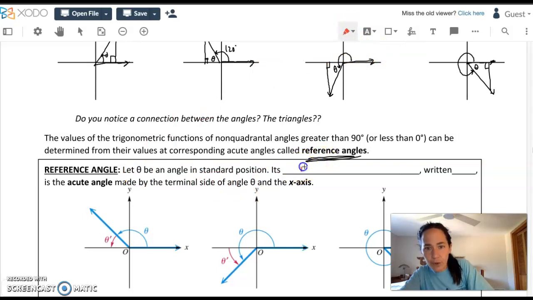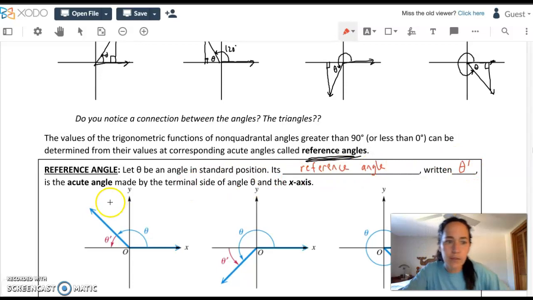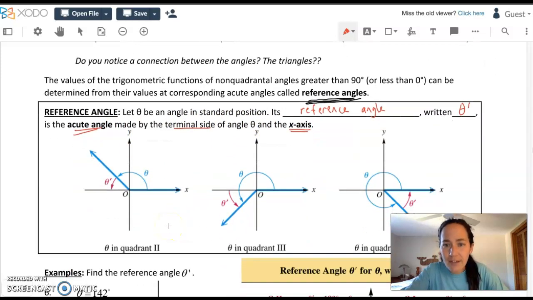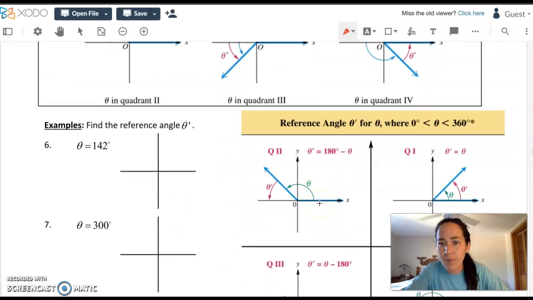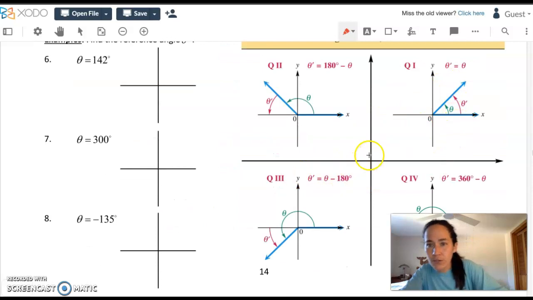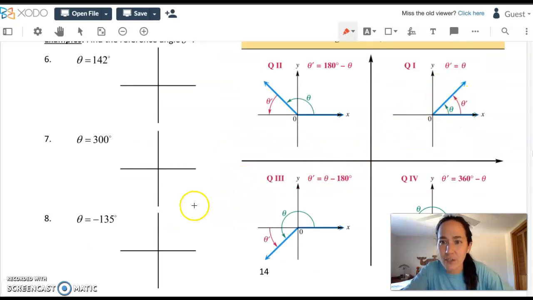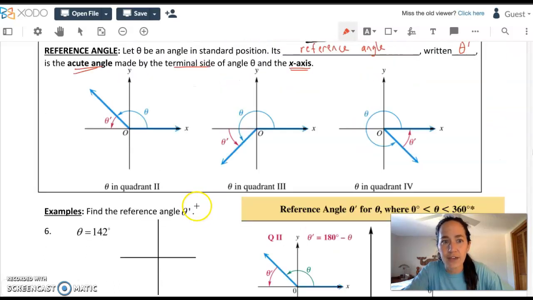We'll say its reference angle. If theta is the original, let's write the reference angle as theta prime, like that. It is the acute angle, that's important, made by the terminal side of your original angle and the x-axis. So it's kind of silly to talk about a reference angle in quadrant 1, because you'll see at the very bottom of the page, in quadrant 1, if your original angle theta lies here, it's the exact same as your reference angle. That's the acute angle made by the terminal side and the x-axis.